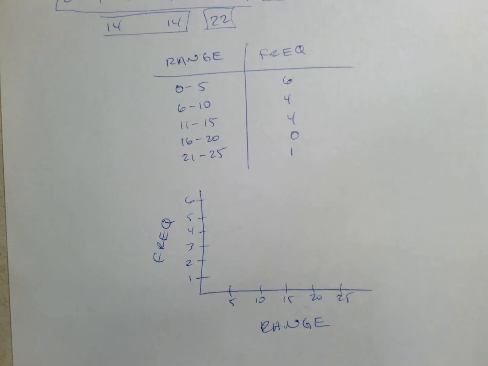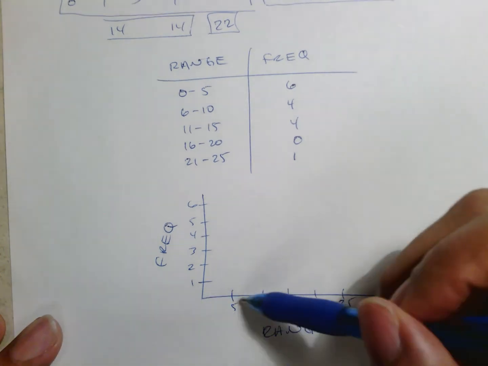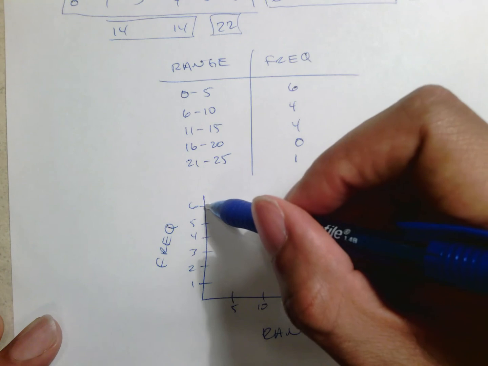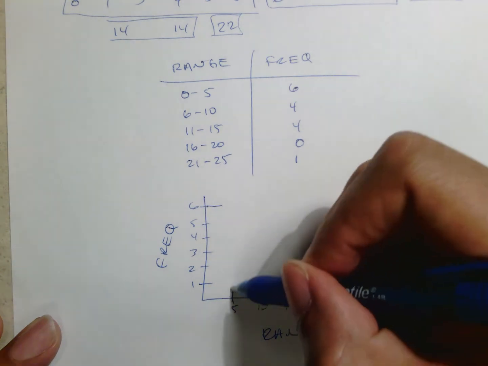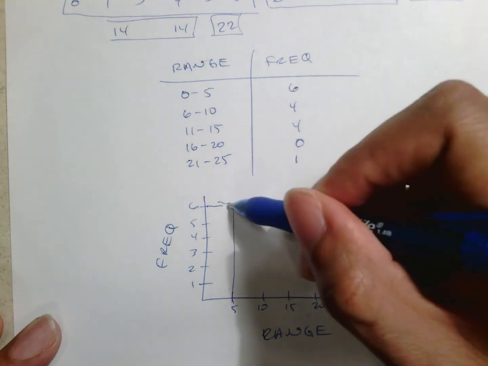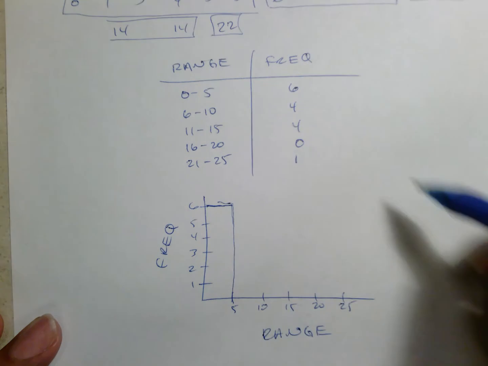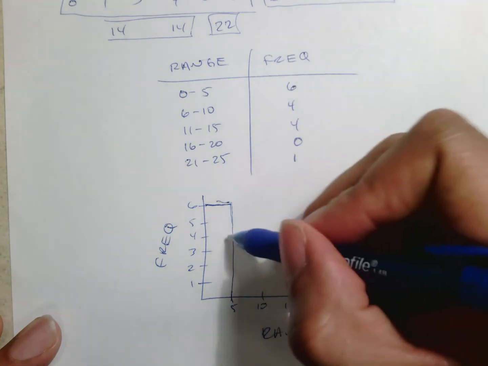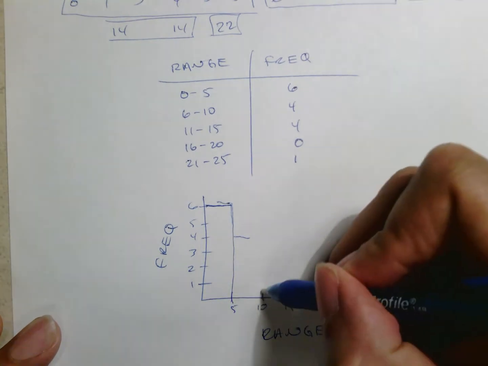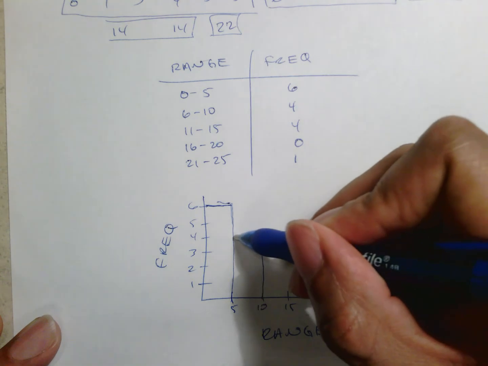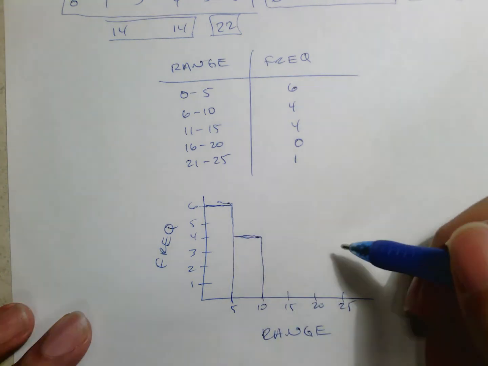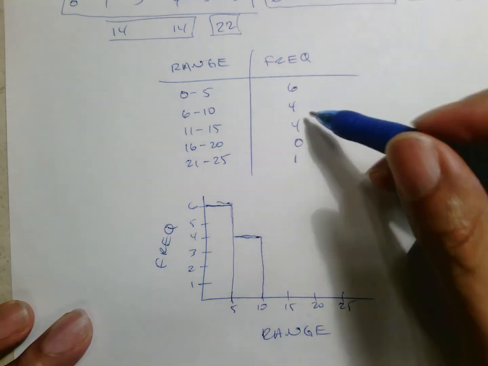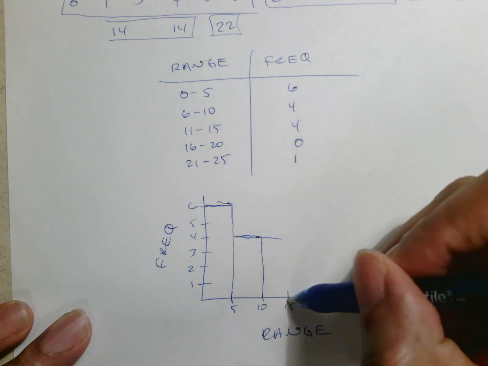And again, all we have to do now is go 0 to 5, which is this first rectangle, and we need it to be up to 6. So we have 0 to 5 going all the way up to 6. 6 to 10 goes up to 4, so we find where 4 is at, and we make that rectangle go up to about where 4 is at. 11 to 15 is at 4 also, so we can just keep going straight across.